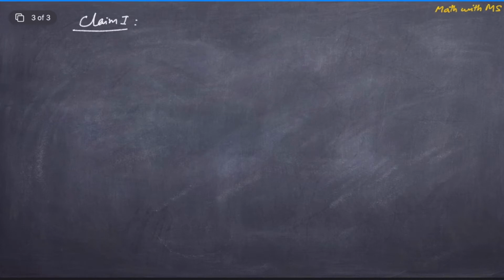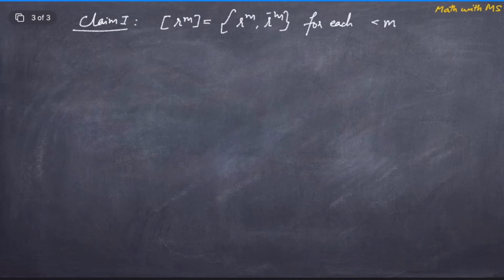Claim 1: the conjugacy class of r^m is precisely these two elements, r^m and r^(-m), for each m bigger than or equal to 1 and less than or equal to k minus 1. So let's prove it. Obviously the element r^m falls inside the conjugacy class of r^m.